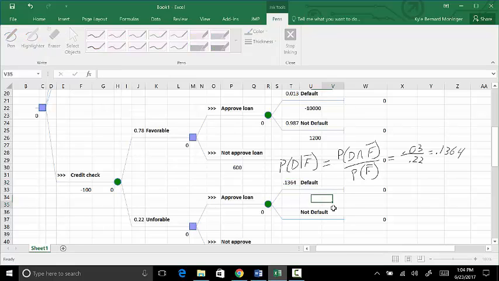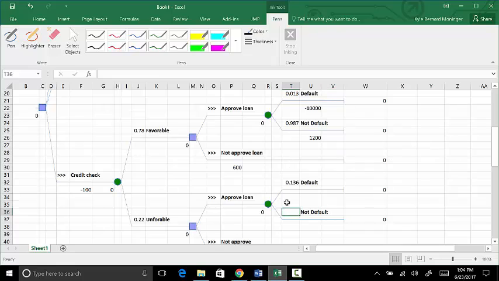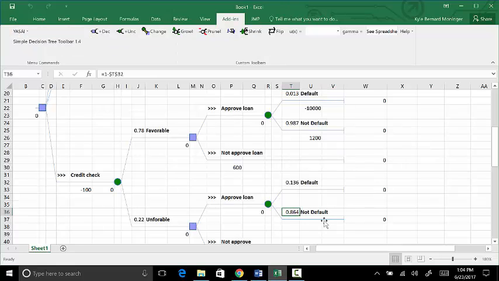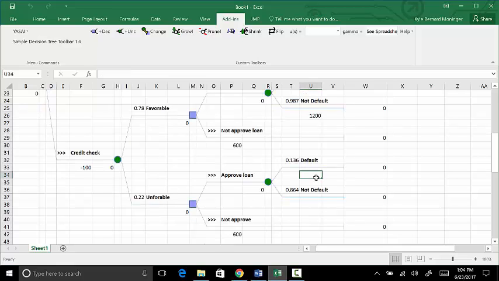0.1364 goes right there. 1 minus gives me my probability of not defaulting given an unfavorable recommendation. The monetary outcomes are the same. Defaulting, lose 10,000. Not defaulting, gaining 1,200.